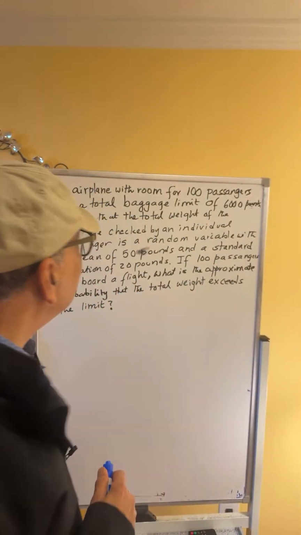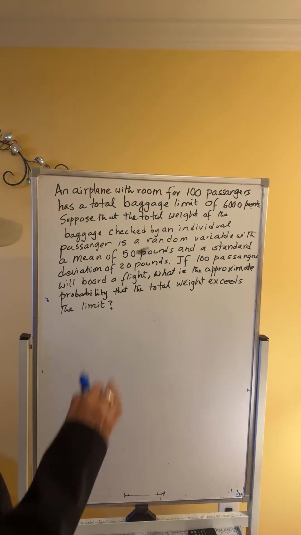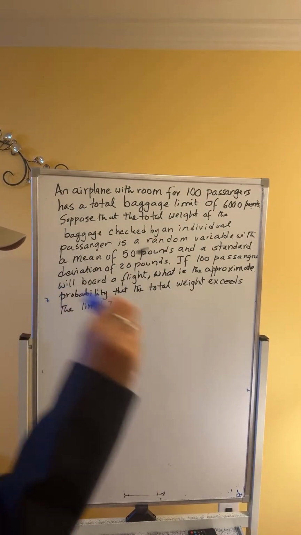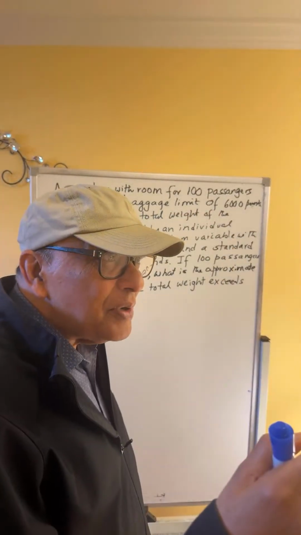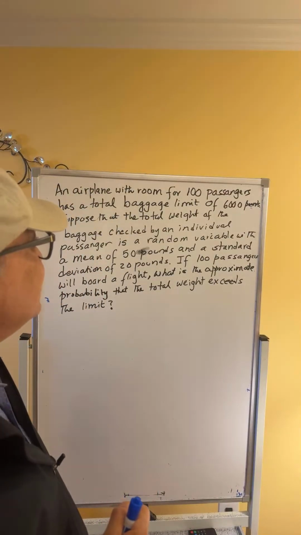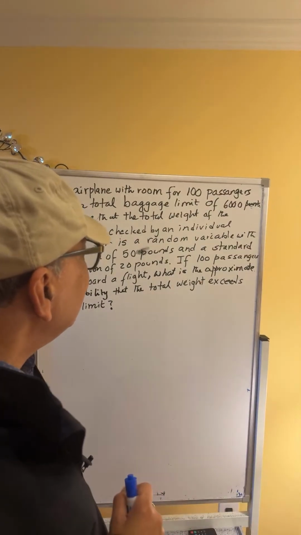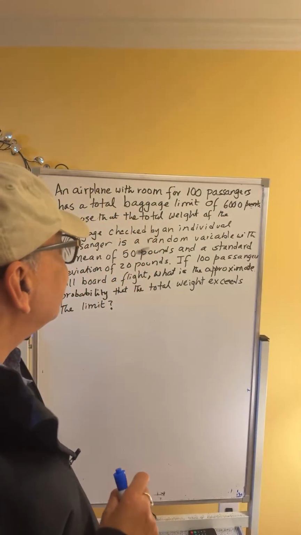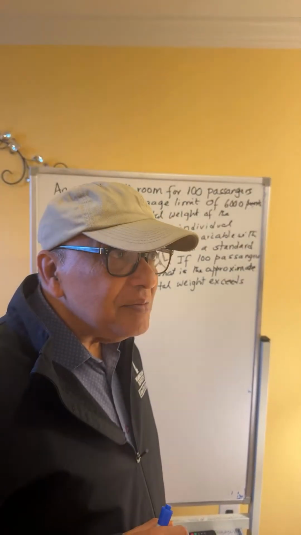So here's the problem. An airplane with room for 100 passengers has a total baggage limit of 6,000 pounds. So this is the key to this problem. The total baggage limit that the plane can carry with 100 passengers is 6,000 pounds. Suppose that the total weight of the baggage checked by an individual passenger, one passenger, is a random variable. That is, the weight of the luggage checked by one passenger is a random variable with a mean of 50 pounds and a standard deviation of 20 pounds.